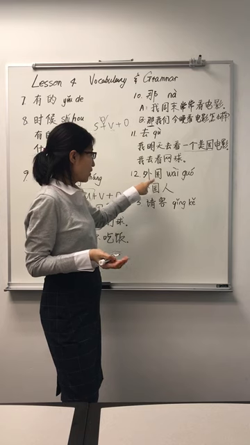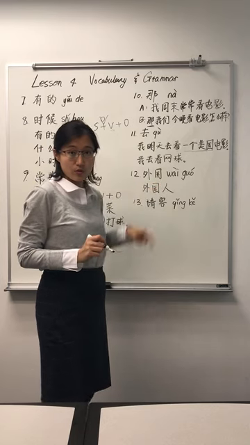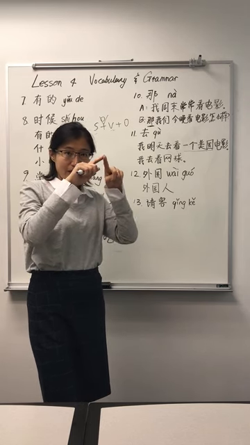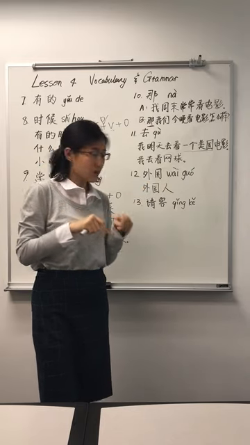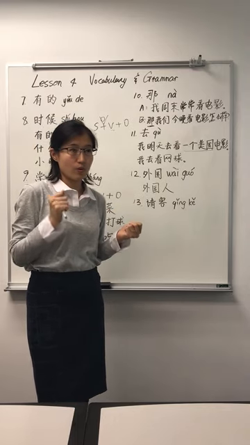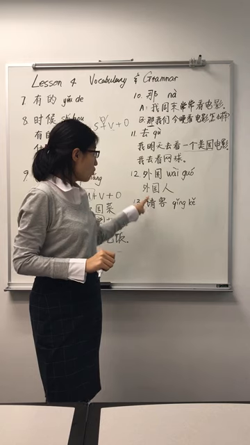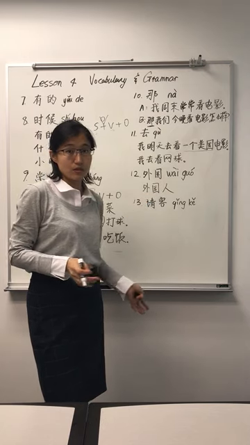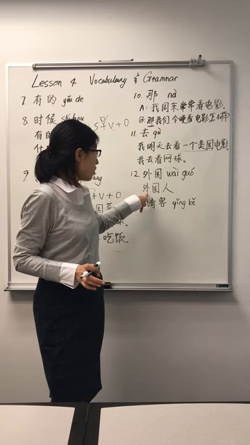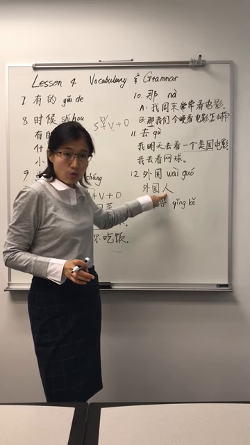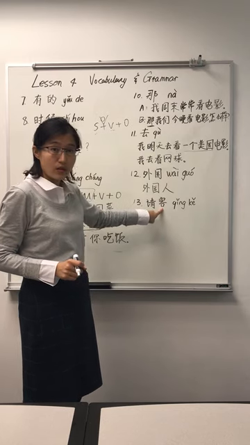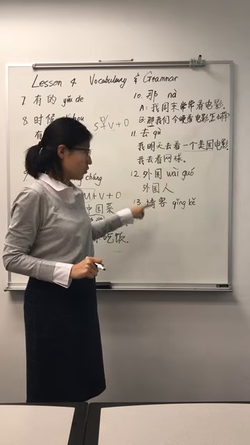国 means country. Do you still remember the first video, where we talked about country? All Chinese think the country should be a square, so the outside is a square and inside is a powerful king to rule the country. 外国, outside the country, means foreign country. 外国人 means foreigner. Next one is 请客. We learned 请 before, means invite.